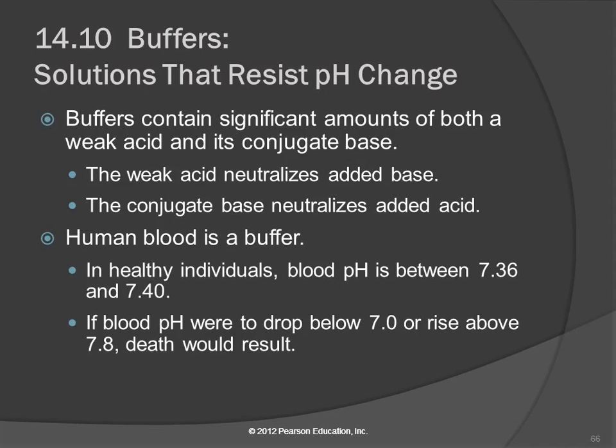And we'll look at some equations and stuff. But your blood is a buffer. Your body buffers your blood so that your pH is between 7.36 and 7.40. And if it gets outside of that, you're in big trouble with your health. If it goes below 7 or above 7.8, you're going to die. So you've got buffers going on in your blood, and it works really, really well.